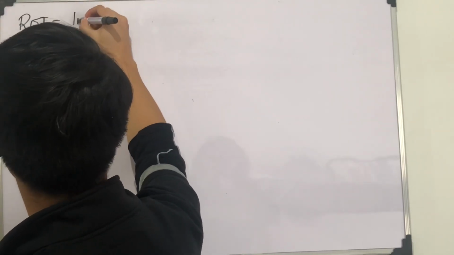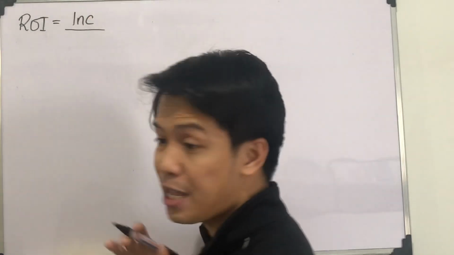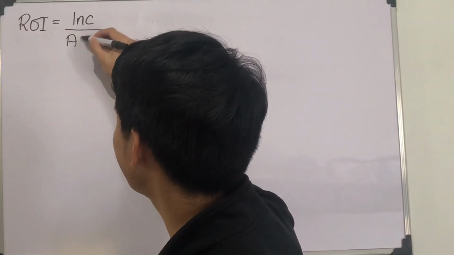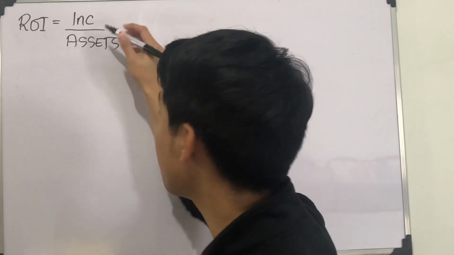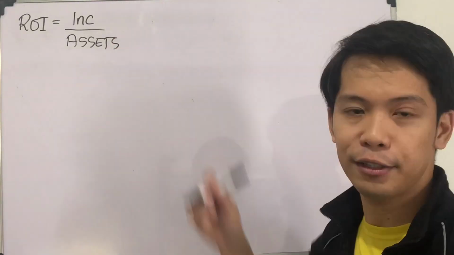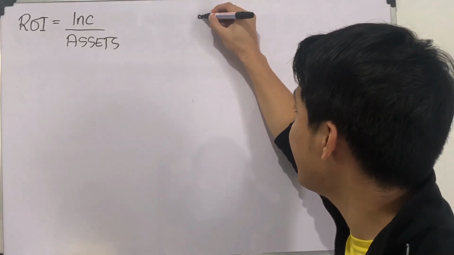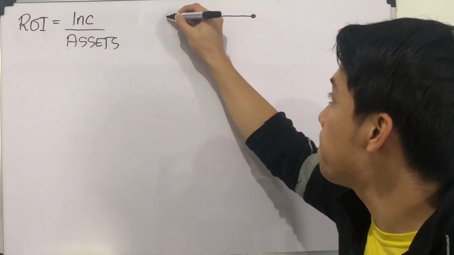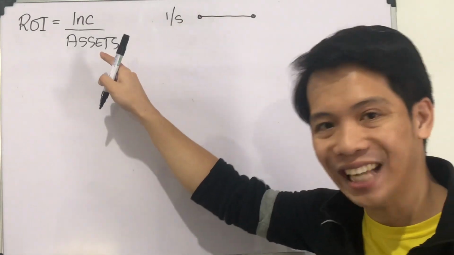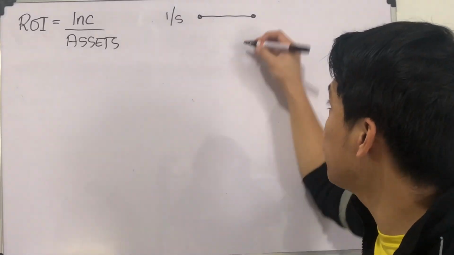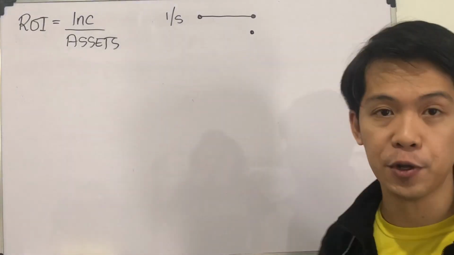ROI can be calculated this way. You will take your amount of income generated in the period and divide it by the amount of assets invested. You have the ROI formula. But remember that income is an income statement account, and therefore, it already pertains to the entire period. While assets is a balance sheet account. As a balance sheet account, it only pertains to the end of the period.